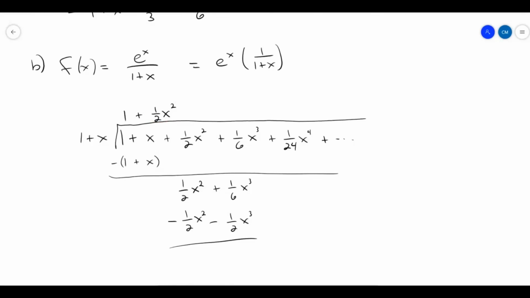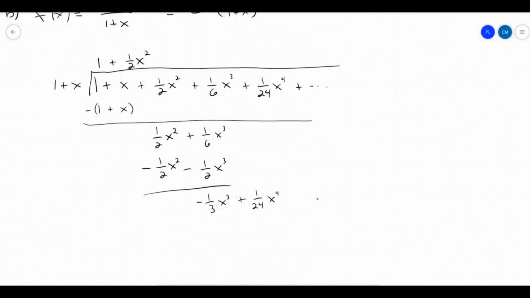So what am I left with there? 1/6 minus, this is negative 1/3, right? So negative 1/3 x to the third. Then I drop down that 1/24. And then I ask how many times does the 1 there go into this term here, minus 1/3 x to the third. Multiply again, so I get minus 1/3 x to the third. Multiplied by the x, I'm going to have minus 1/3 x to the fourth. Subtract them, changes both signs here.